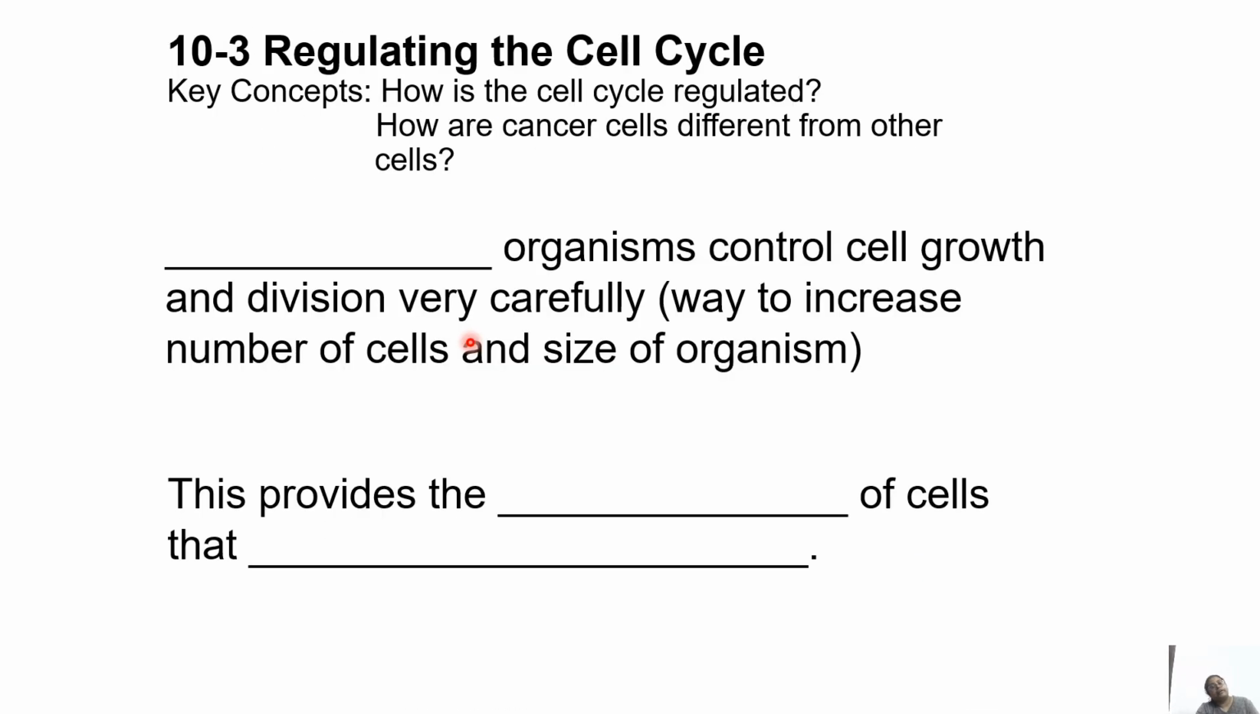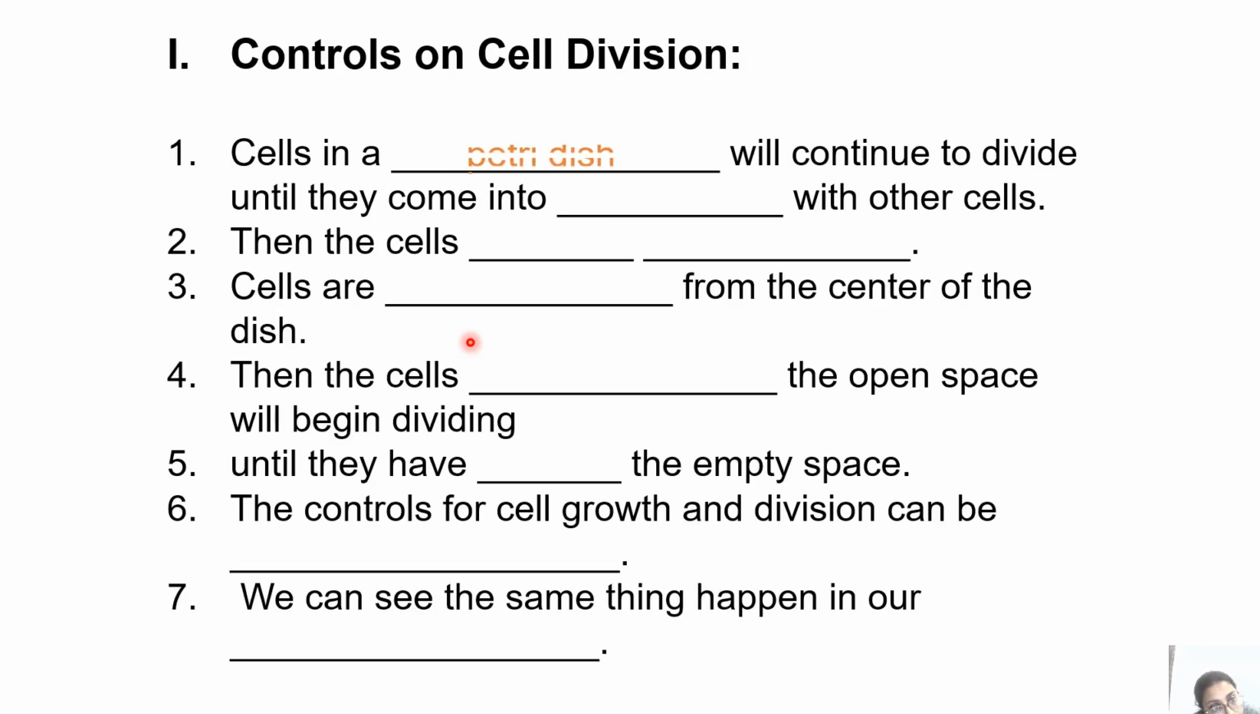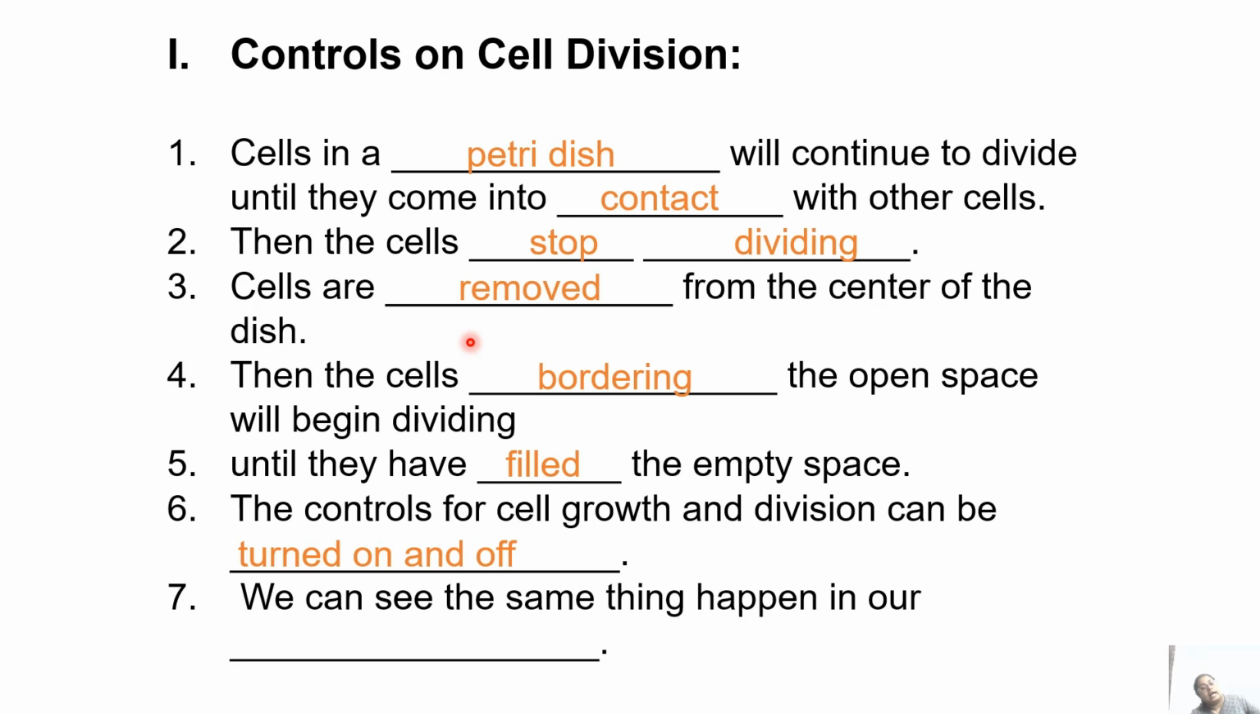Now, how is the cell cycle regulated? How are cancer cells different from other cells? So, multicellular organisms control cell growth and division very carefully to increase the number of cells and size of the organism. This provides a replacement of cells that wear out or are broken down. Cells in a petri dish will continue to divide until they come into contact with other cells. When the cells stop dividing, cells are removed from the center of the dish. Then the cells bordering the open space will begin dividing until they have filled the empty space, so the controls for cell growth and division can be turned on and off, and we can see the same thing happening in our own bodies.